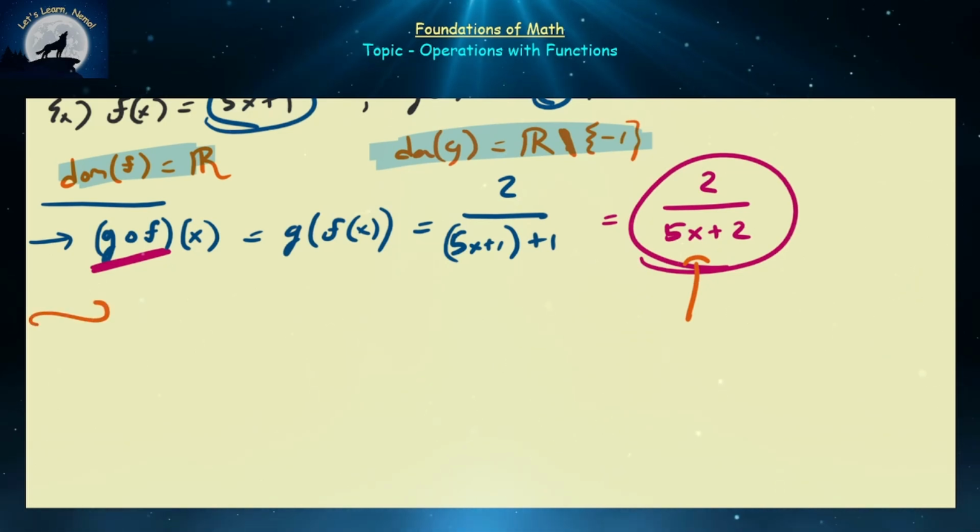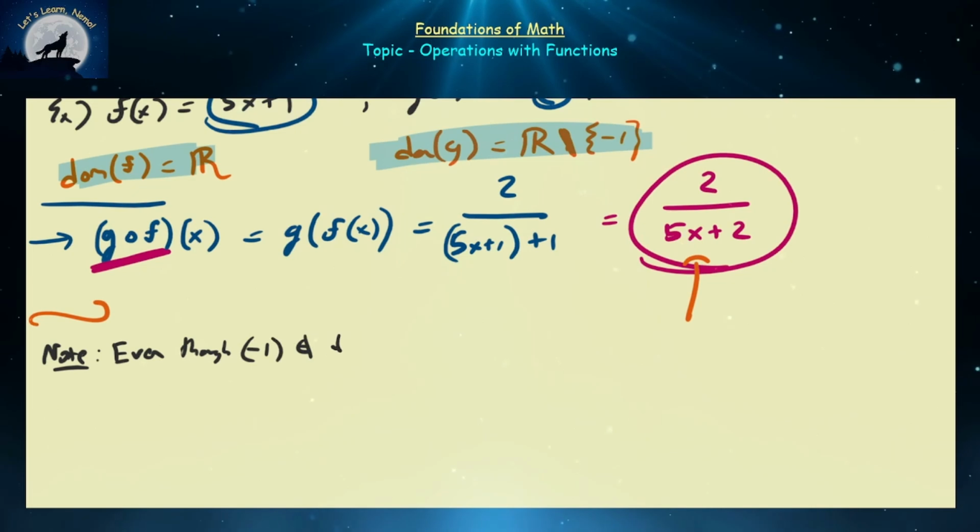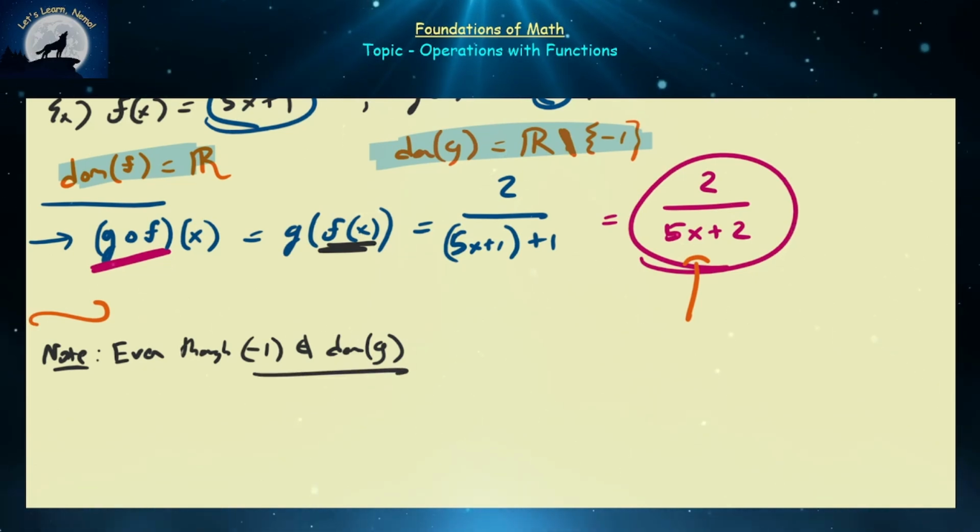So let's actually write a wordy statement here. So a quick note: even though -1 does not belong to the domain of g, right? Because keep in mind, f needs to be evaluatable at x, and g needs to be evaluatable at the range of f. But -1 doesn't belong to the domain of g, and that's okay, right? As long as -1 belongs to the domain of f, then everything is perfectly okay there.